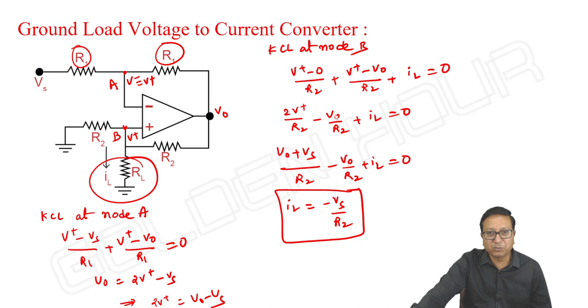Or instead of V output, you can write, anyway, however you write, you will get the answer. It's not a big deal. Instead of V output, what we can write? 2V plus minus Vs. So that 2V plus by R2, 2V plus by R2 cancel and minus Vs by R2 will remain. So not an issue. It's all about mathematical rearrangements.